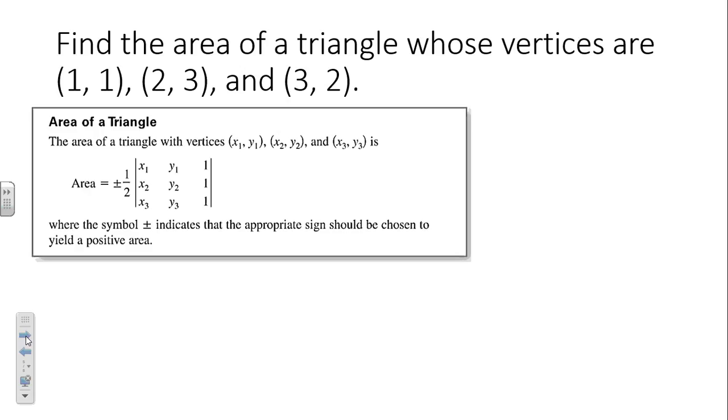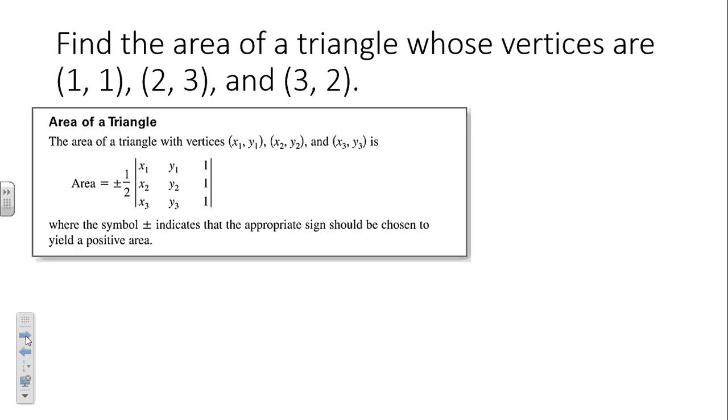Okay, now think of how hard this one would be to do otherwise. You'd have to graph these points, right? Then you'd have to find the length of the base, and you'd have to find the altitude, the height, and find that value using distance formula, with a perpendicular height to the base. Okay, but it's much, much simpler using determinants.